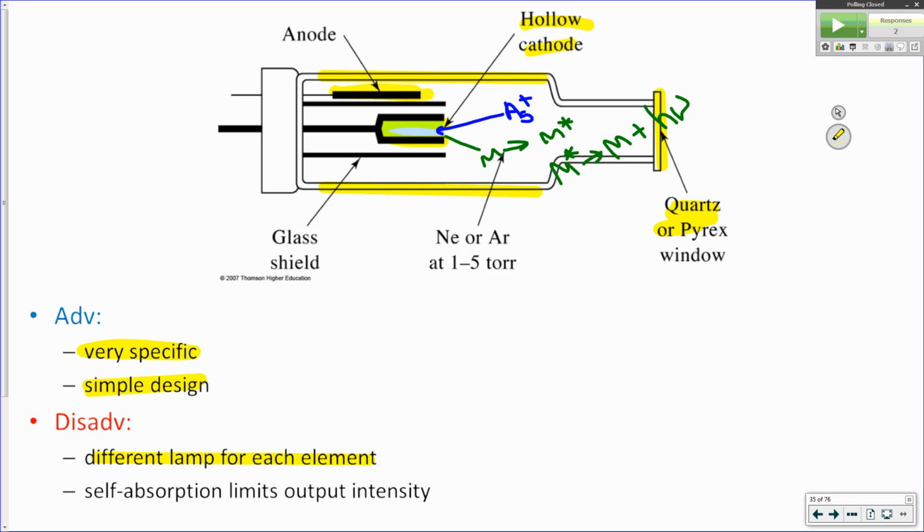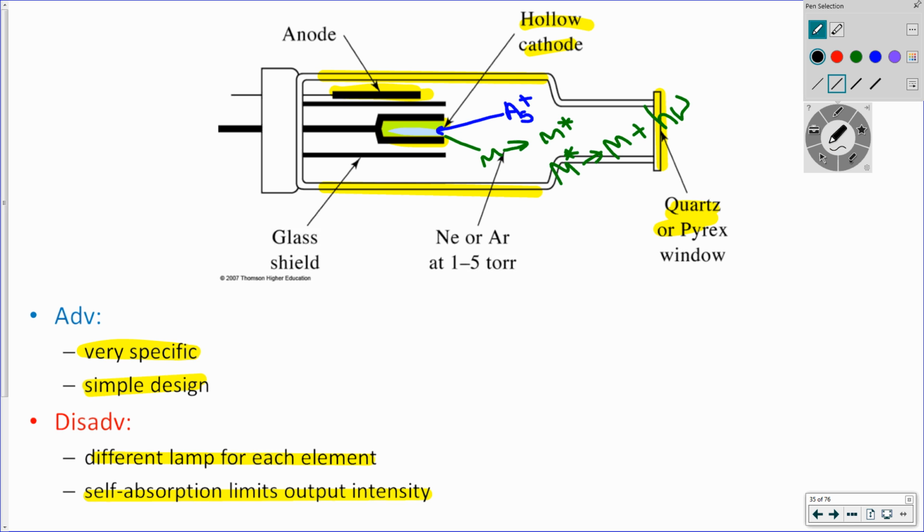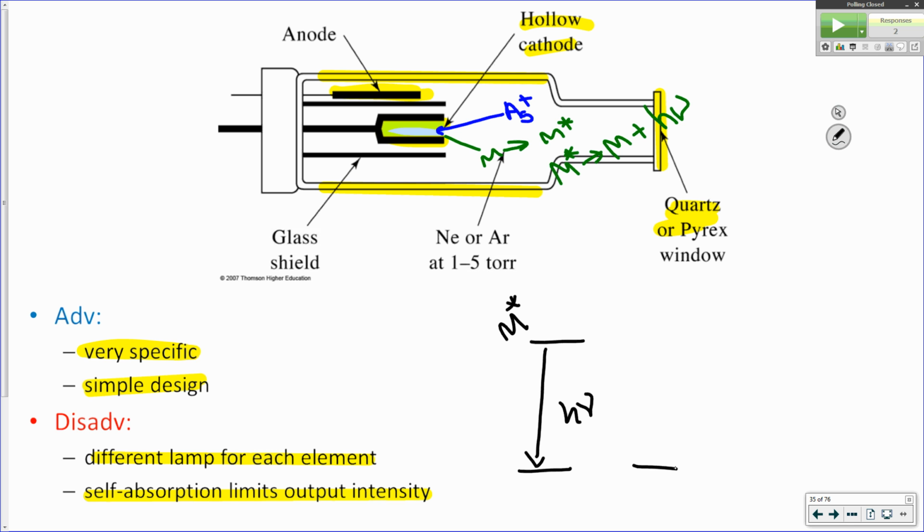If you're interested in only doing one element, arsenic, lead, mercury, whatever it may be, you can buy that single lamp. Another problem is that self-absorption can limit the output intensity, the same way we talked about with a laser. The energy emitted as it goes from the excited state to the ground state, H nu, is going to be exactly equal to the energy that would be absorbed if it goes from the ground state to the excited state again. So the idea is to get the light out of the tube before it can be recaptured by itself.